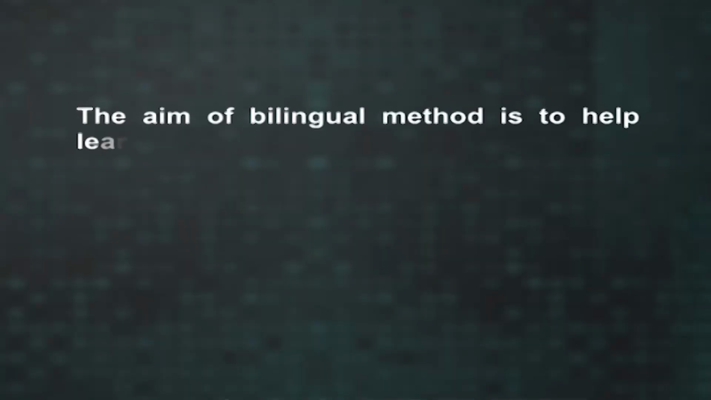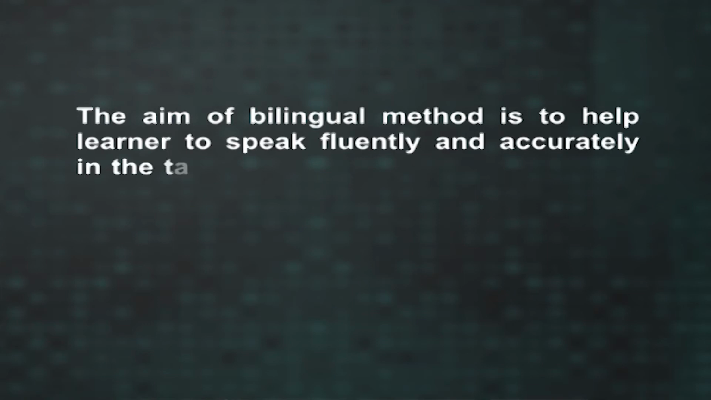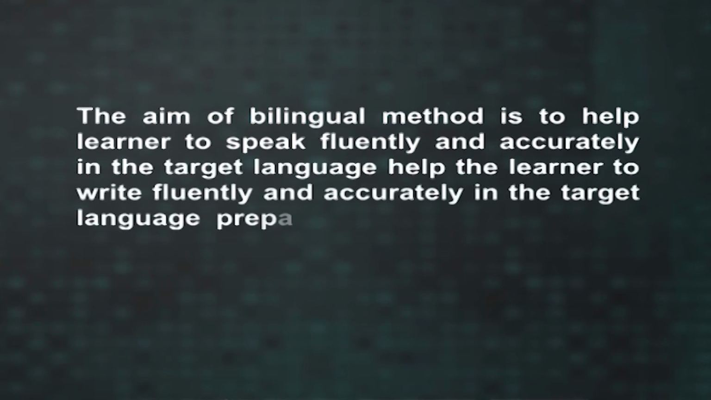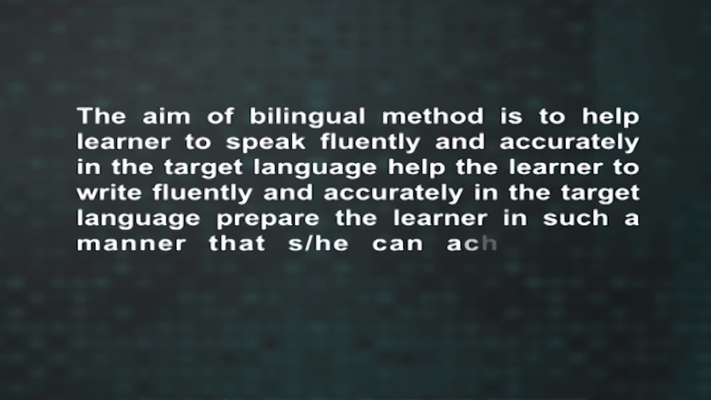This method makes use of the first language in learning the second language. The different aspects of direct method and grammar translation method were incorporated to evolve an effective second language teaching method. The aim of bilingual method is to help learner to speak fluently and accurately in the target language. Help the learner to write fluently and accurately in the target language. Prepare the learner in such a manner that she can achieve true bilingualism.